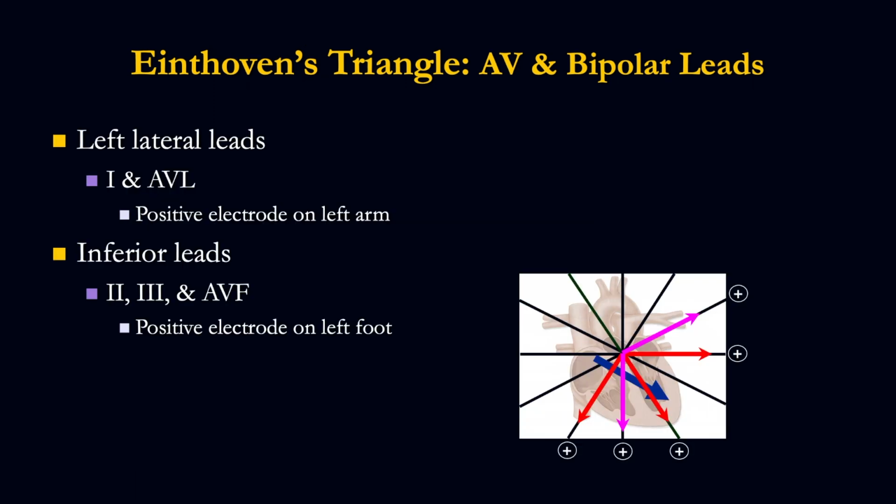We can take all the leads from Einthoven's triangle and lump them together for diagnostic purposes. For example, the left lateral leads are lead 1 and AVL. This is where we have a positive electrode on the left arm. These are very useful to tell if we have any kind of infarction in the left coronary artery. Whereas the inferior leads, which are 2, 3, and AVF, can tell us if we have an inferior infarction.